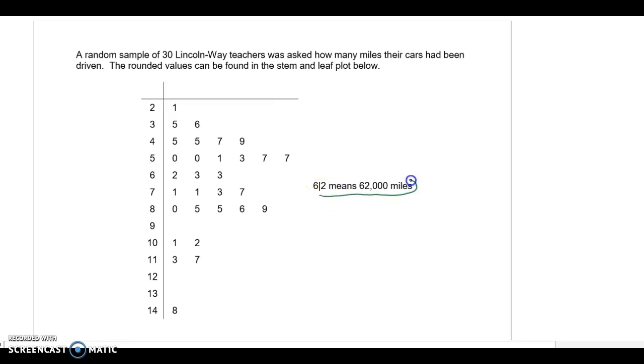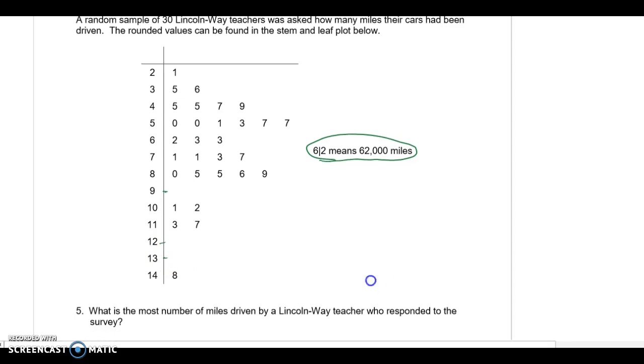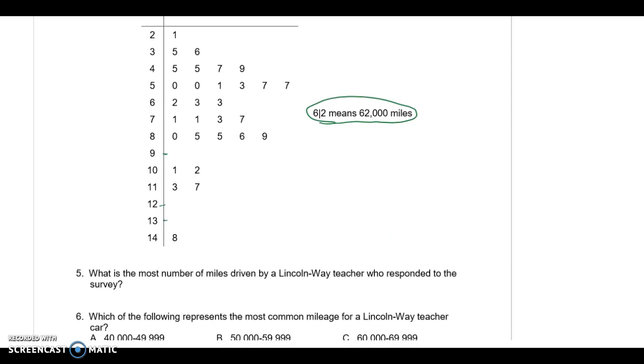Notice the key here. We're not talking about just 3 and 5 being 35 miles. Now it's 35,000 miles. That's why it's very important we understand what the key is telling us. Notice again we have blank areas. The 9, 12, and 13 stems are incomplete, and that's okay, because if we have more data, we can put that in there. What's the most number of miles driven by a Lincoln Way teacher who responded to the survey? We're looking for the highest data point. That's right here. Based on a key, a stem of 14 and a leaf of 8 would be 148,000 miles.